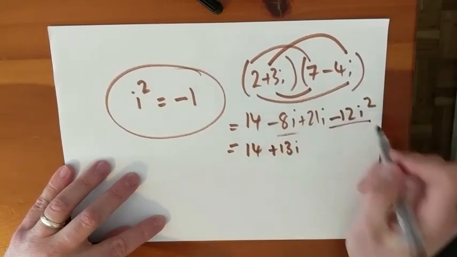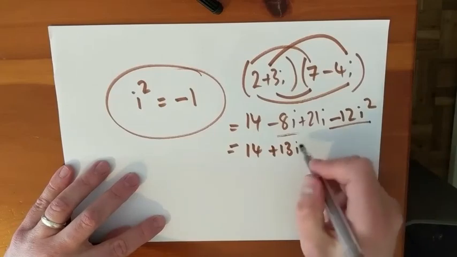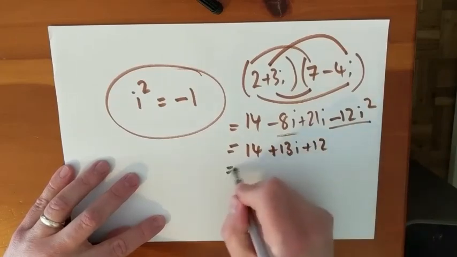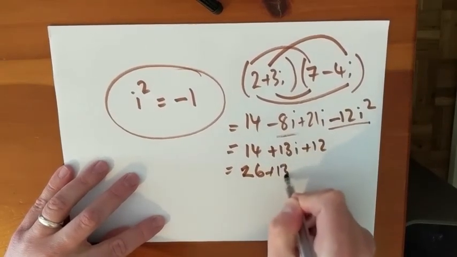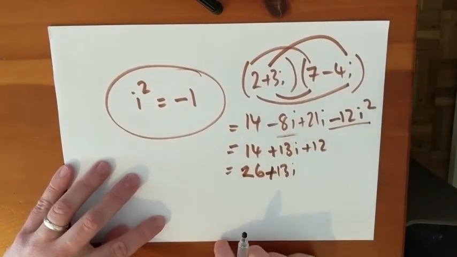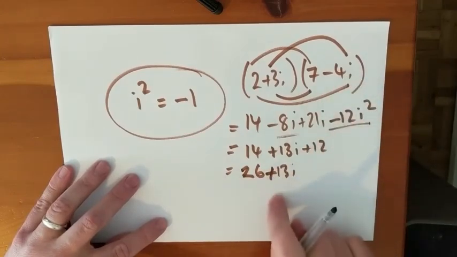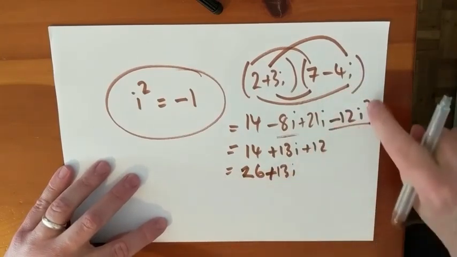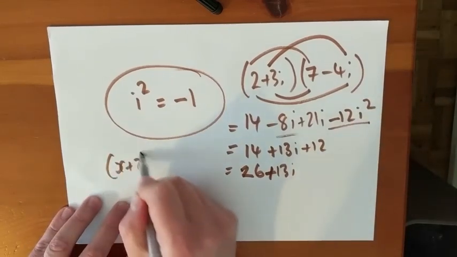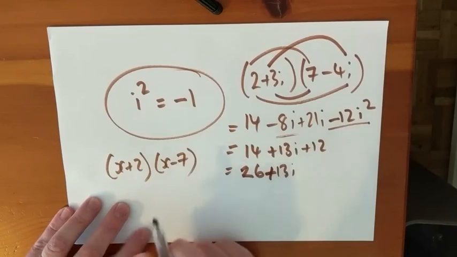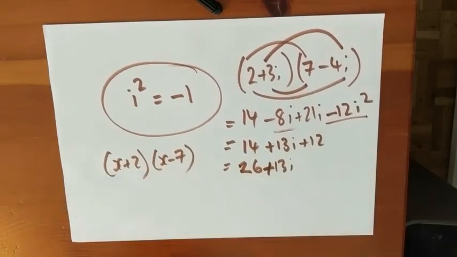The last one here, let's fix this because i squared is minus 1, minus 12 times minus 1 is going to give me plus 12. And then simplify these two. That's 26 plus 13i. I suspect that if you try and do this all in one go, then you're going to end up making a mistake, or you might miss a minus sign here. So just be careful. This process is just a little bit more complicated than if you're doing like x plus 2, x minus 7, because you have this extra i squared bit at the back. Okay, so I'm going to give you some work. Good luck.